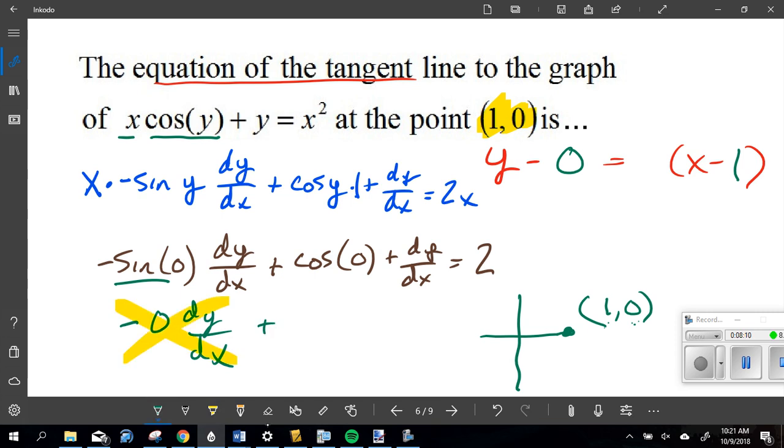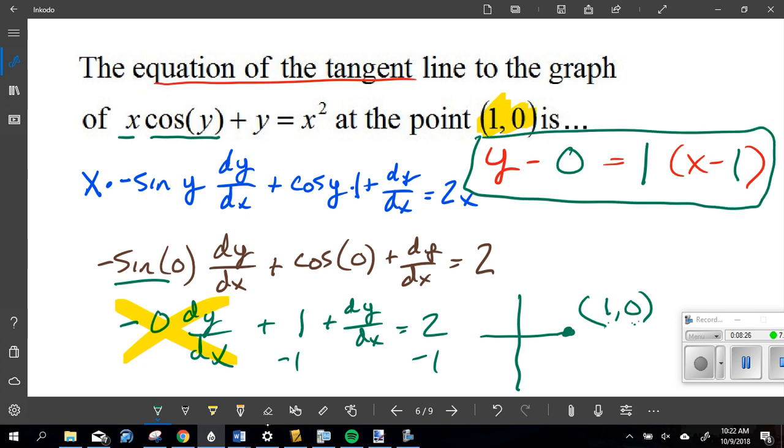Okay? Plus cosine at 0. So cosine at 0 is 1 plus dy dx is all equal to 2. Or in other words, all I need to do is subtract 1. dy dx is going to be equal to 1. That is my final answer right there.